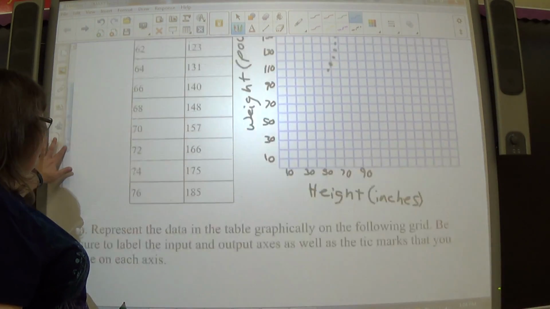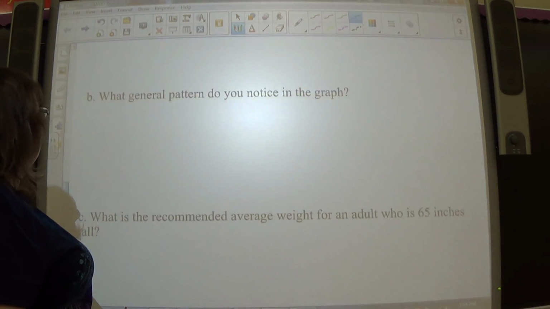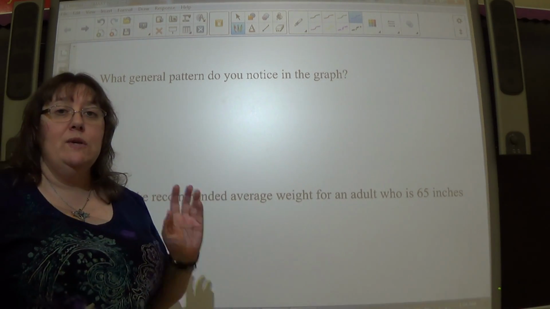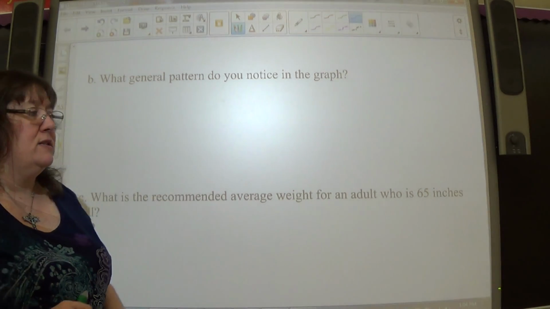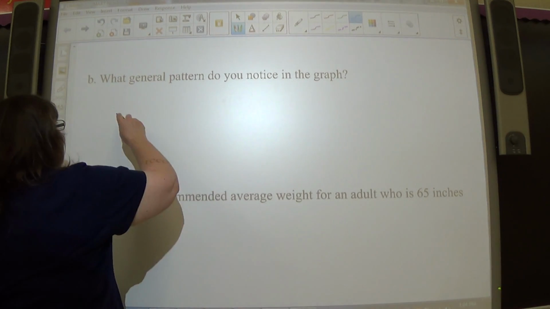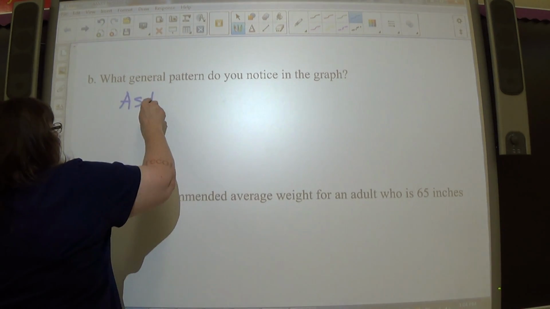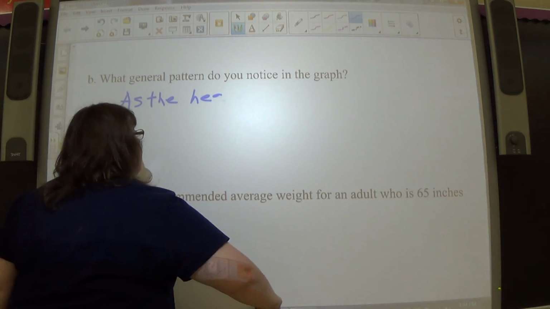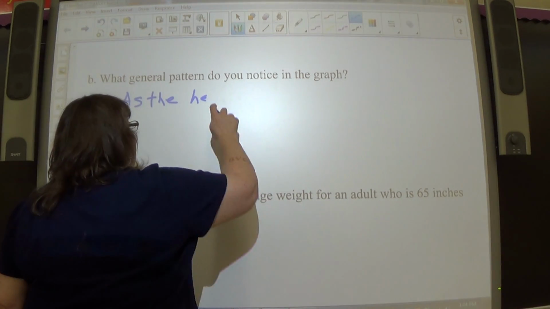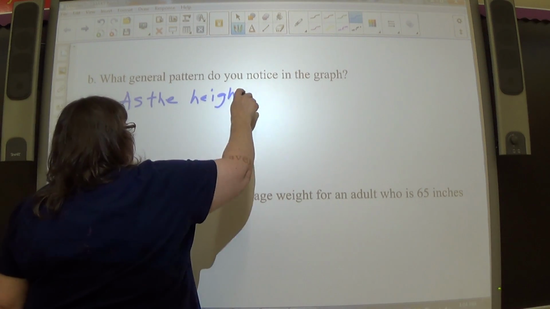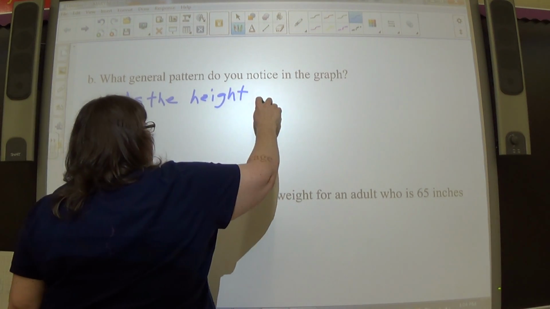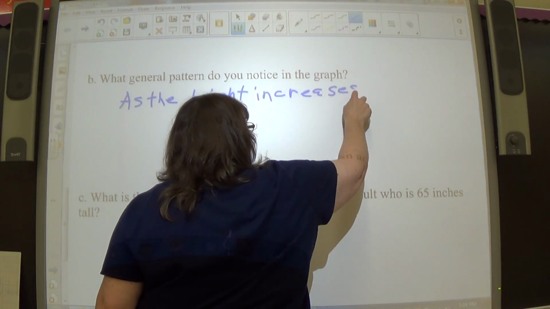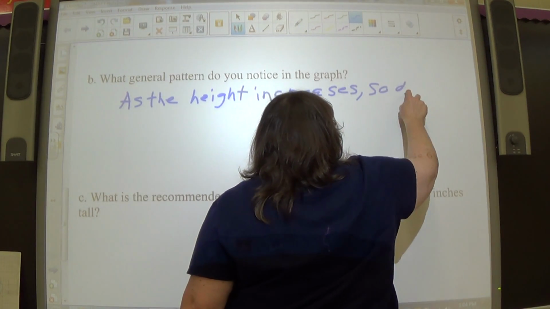All right? So coming down to part B, what general pattern do you notice in the graph? You needed to write a complete sentence for this. So the actual pattern is, as the height increases, so does the weight.